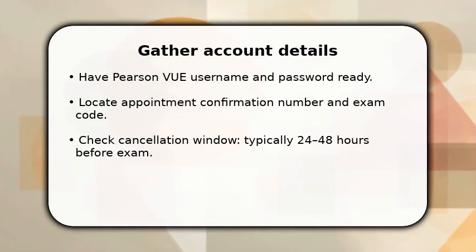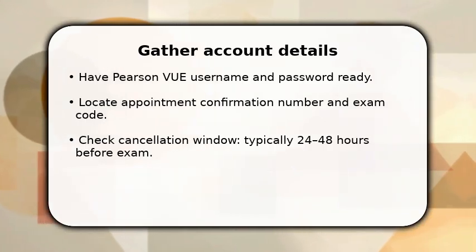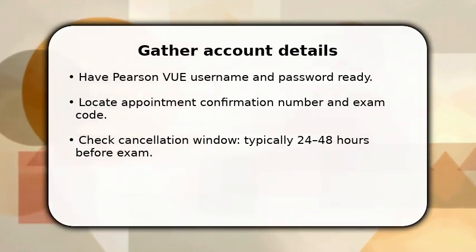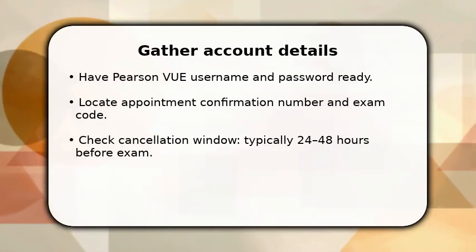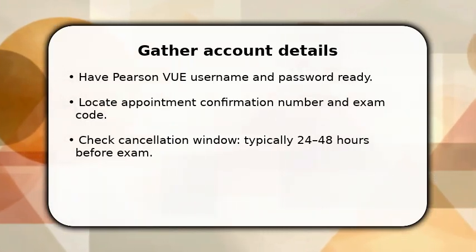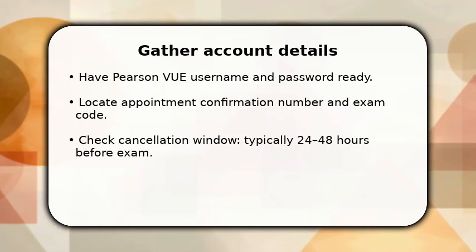Enjoy the video. You start by opening your Pearson Vue account and signing in now. This is the single gateway to cancel. Once signed in, go to Appointments and find the specific booking using the confirmation number. Make sure you confirm the exam code so you cancel the correct slot.